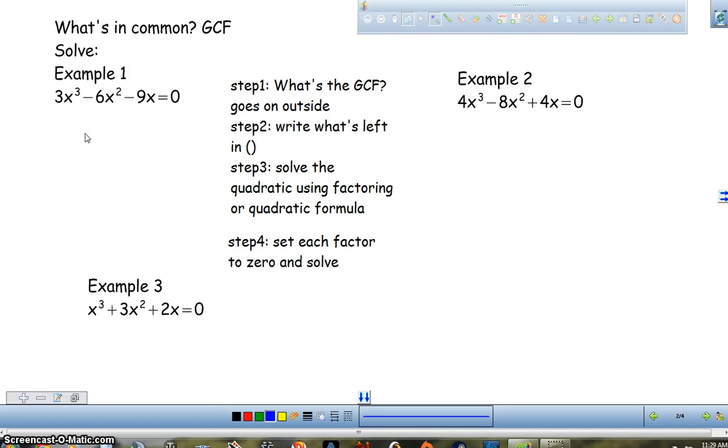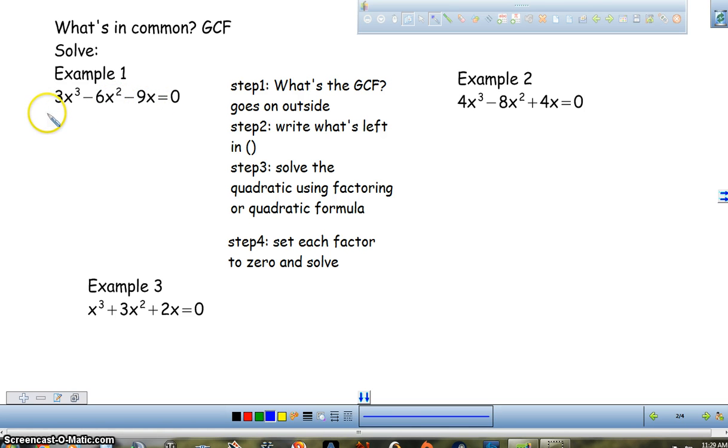Okay, we're going to solve some polynomials using some factoring techniques. The first one is using greatest common factor. So let's look at example number 1. What is the GCF of these three terms?